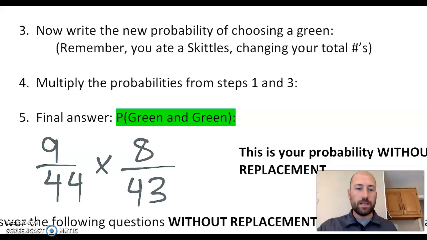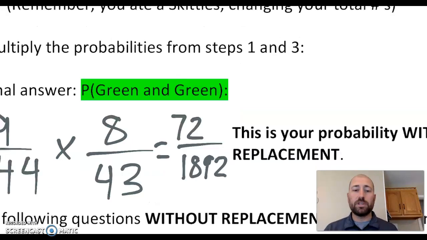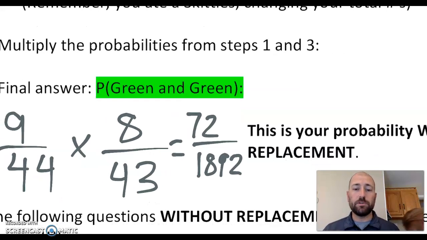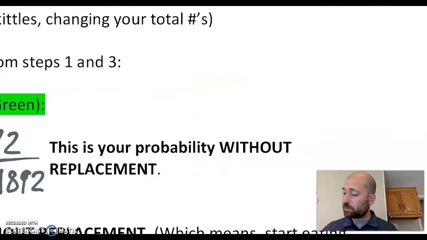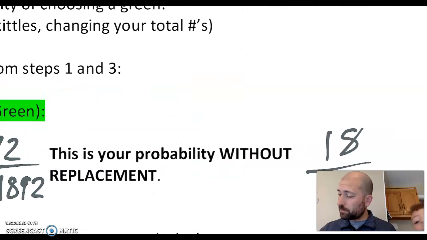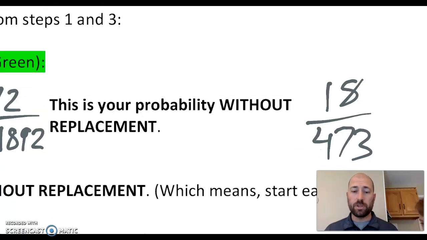The first green is 9 out of 44. That's what we started with. Then the second green is 8 out of 43 because we took one green and one of the total amount of Skittles away. We have fewer Skittles after this. Okay. After we multiply our two probabilities together, we're left with 72 out of 1,892, and we can reduce that to 18 over 473. 18 over 473 is our probability of getting a green and a green without replacement.